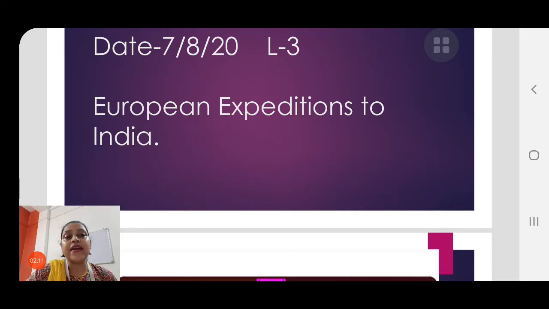Now Europe is not a single country, it's a continent. What are continents? Continents are made up of various countries. And people belonging to the Europe continent are called European. So European expeditions to India, expeditions means journey. So how European people came to India, what did they do, what did they take from India, what did they give from India, everything we'll study.